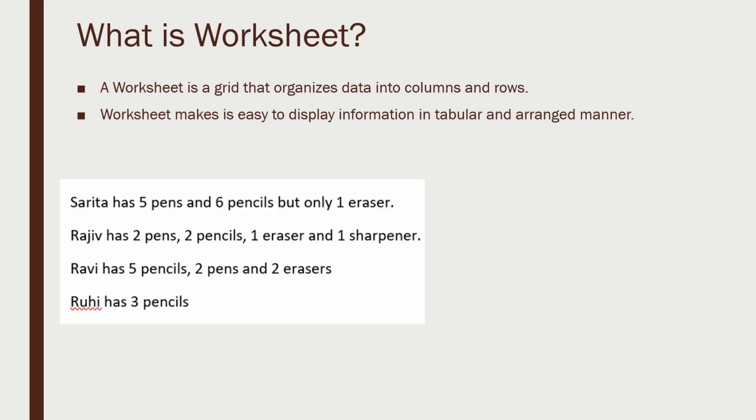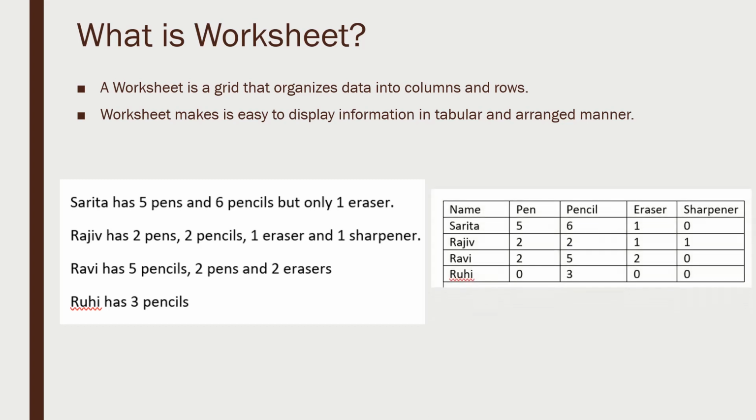Now suppose you are given data in this format. See, it looks so messy and it's not at all clear what they want to say. Now, if I write this data in a tabular format, how would it look? Like this, correct? So now you can connect every name with one or the other item and you will know exactly how many of those items they have. So that's a simple example of a worksheet.